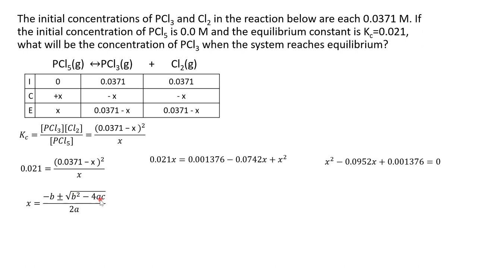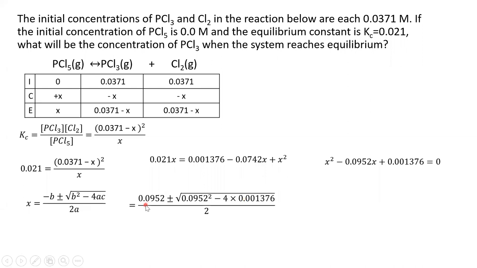A is 1. It's assumed. We don't write it. And C is 0.001376. And we'd have to do all of that under our radical and then take the square root of it. And we divide it by 2 times A, where A equals 1. So we'd plug in all of those numbers.